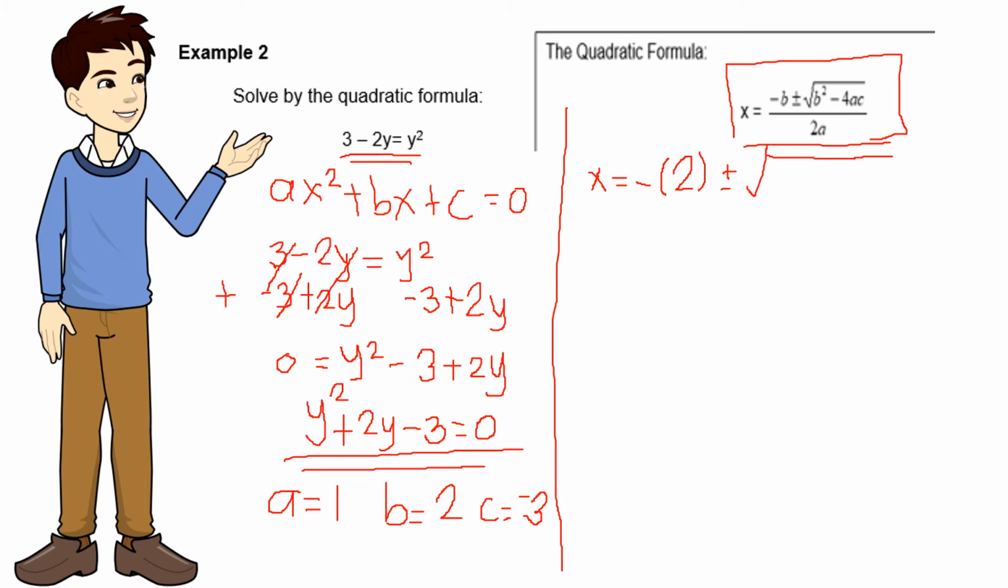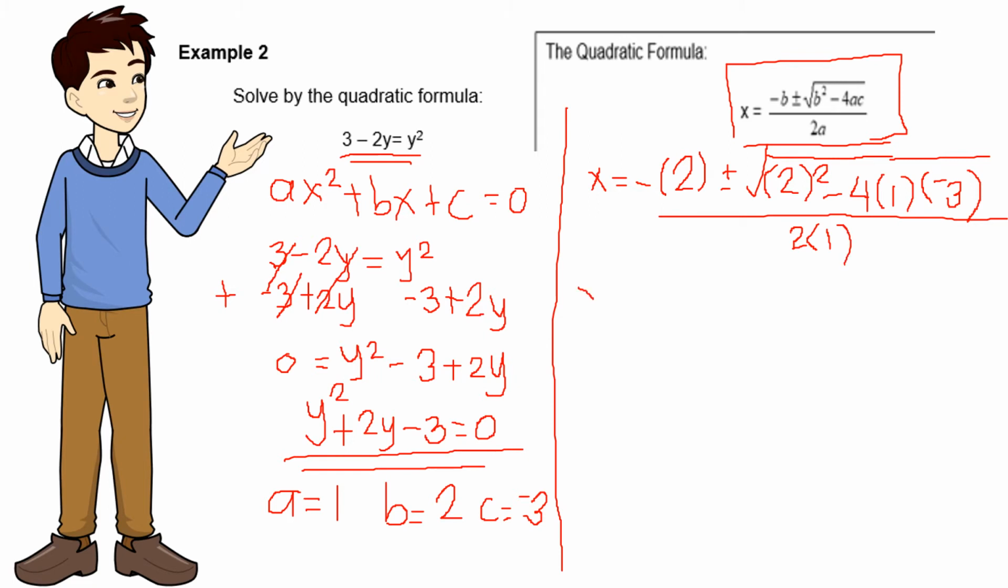So plus or minus square root of B, the value of letter B, 2 squared minus 4. So again, laging minus 4 times the value of letter A, which is 1, the value of letter B, letter C, we have negative 3. Okay. Then all over the bar 2A, 2 times the value of letter A, 1.